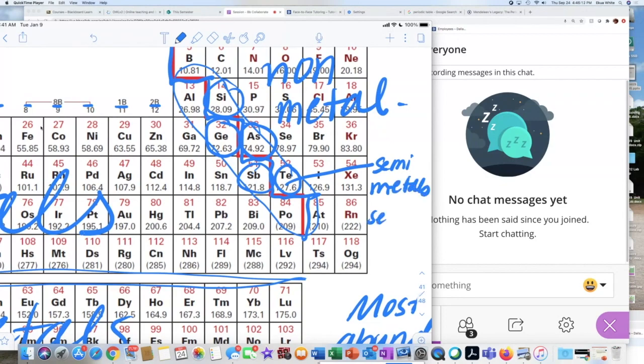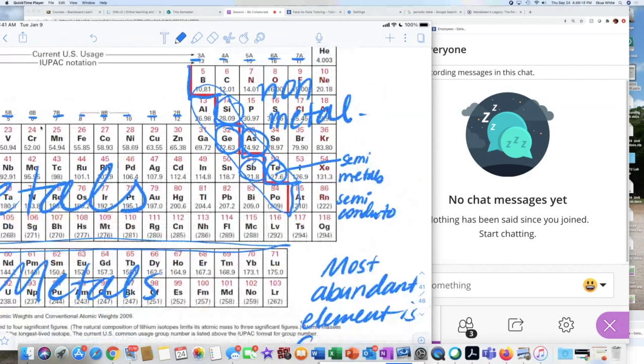or semiconductors. They're used as semiconductors. Why semi, not full conductors? Metals are full conductors. Nonmetals are not conductors. These are right in between. Semi-metals, semiconductors. So if you need an element to have both properties, you want to pick that group over there.